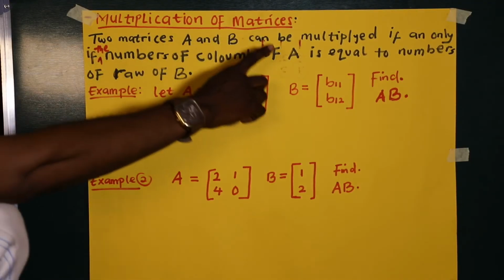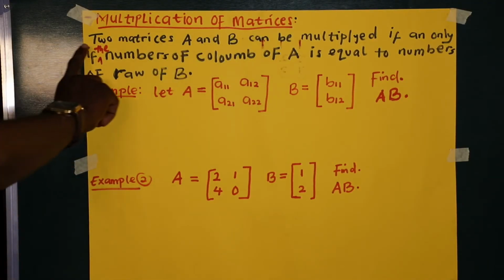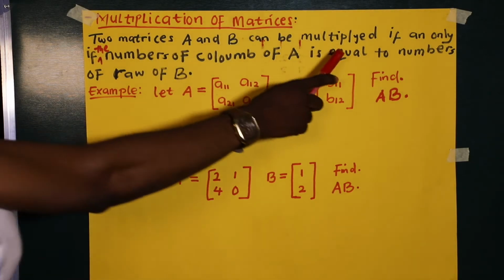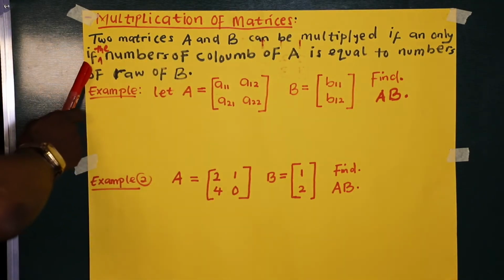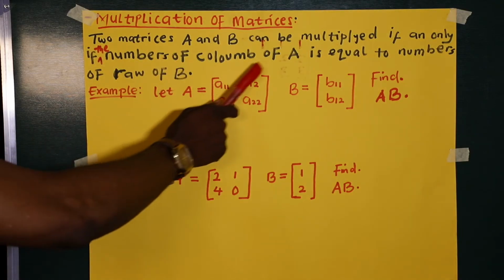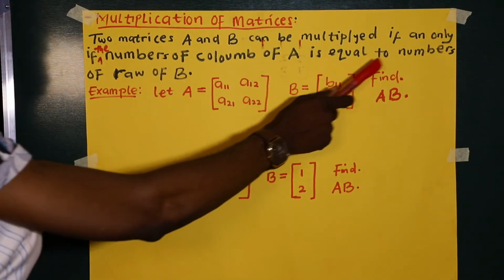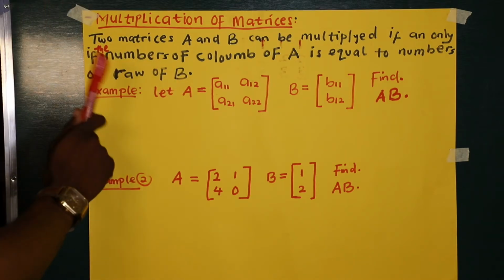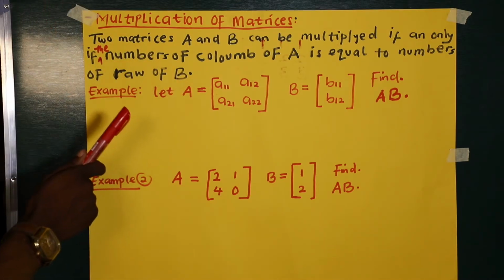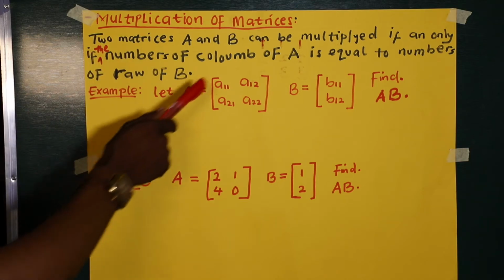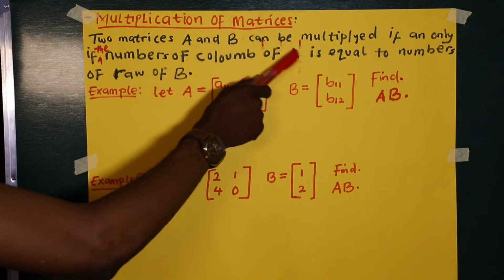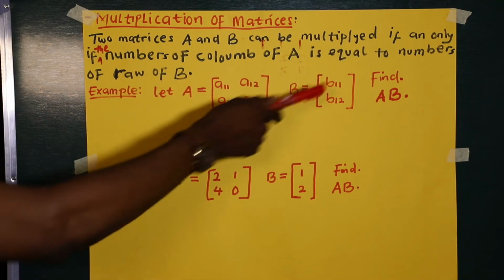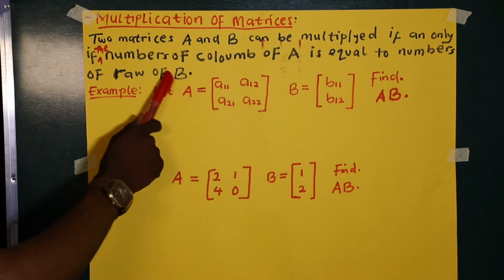Let's see multiplication of matrices. Two matrices A and B can be multiplied if and only if the number of columns of A is equal to the number of rows of B. Multiplication of matrices can be done when the number of columns of A is equal to the number of rows of B.